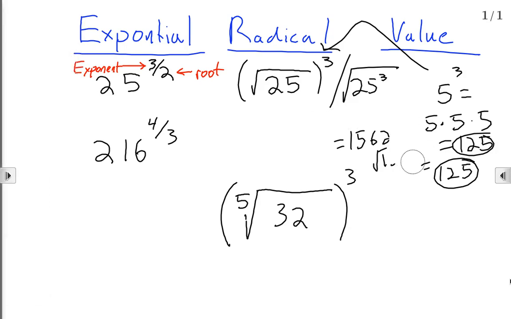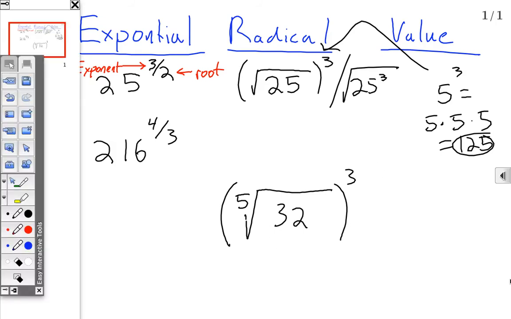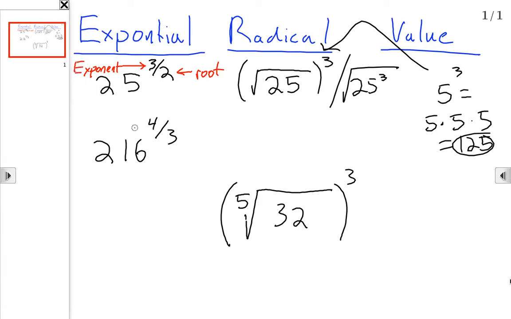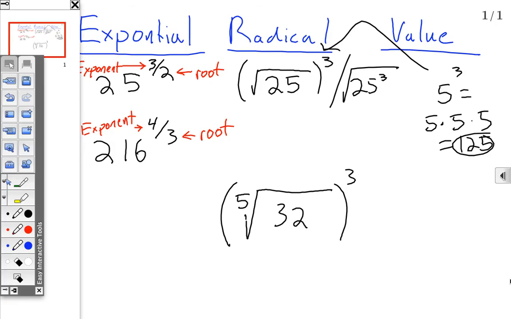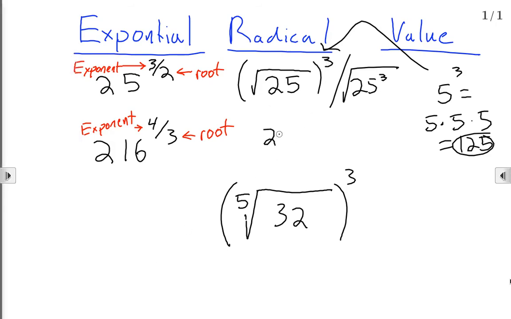We're going to erase that version of the solution. All right. We've got 216 to the 4/3. Once again, we want to identify that the top is the exponent, and the denominator is the root. So what we're going to do is rewrite this as a combination of exponent and root. In this case, the exponent is going to be a 4, and the root amount is going to be a 3.